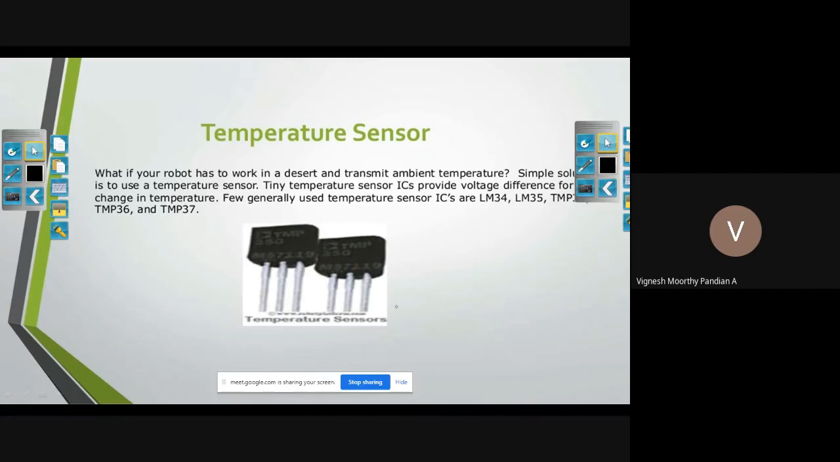Next one is the temperature sensor. For example, if your robot has to work in a desert or in something like cold mines, it cannot work in a very high temperature. So these temperature sensors are used. The robot can detect the temperature, and if it cannot withstand it, it won't go to those places.